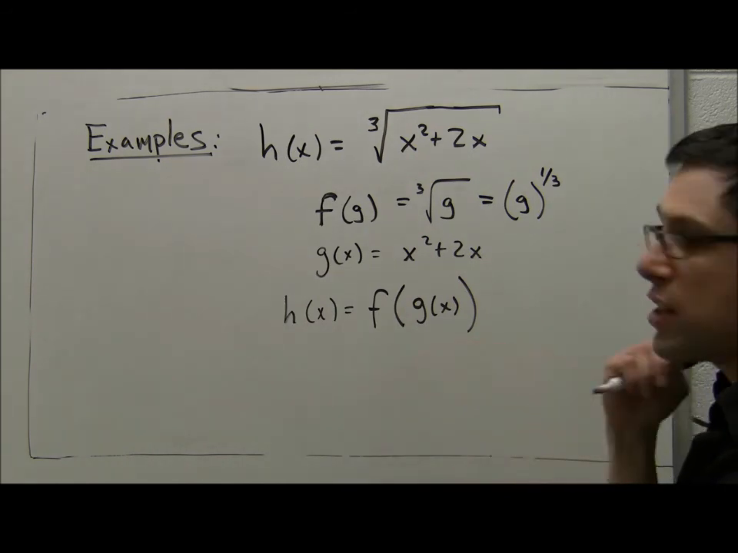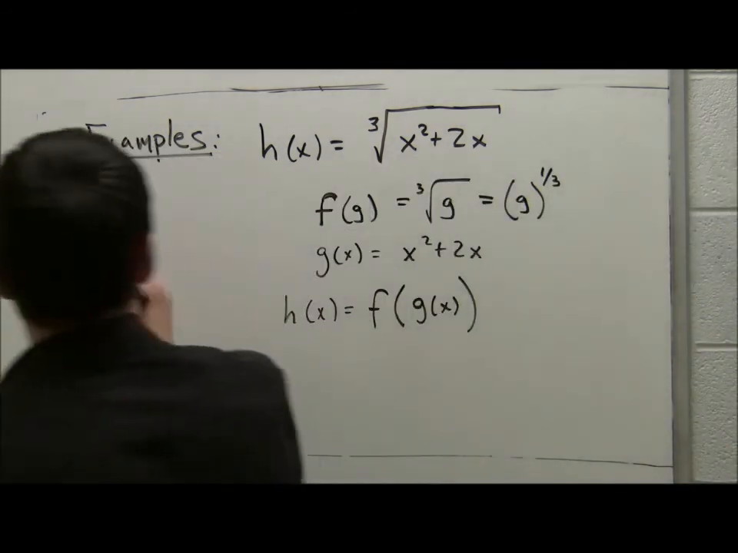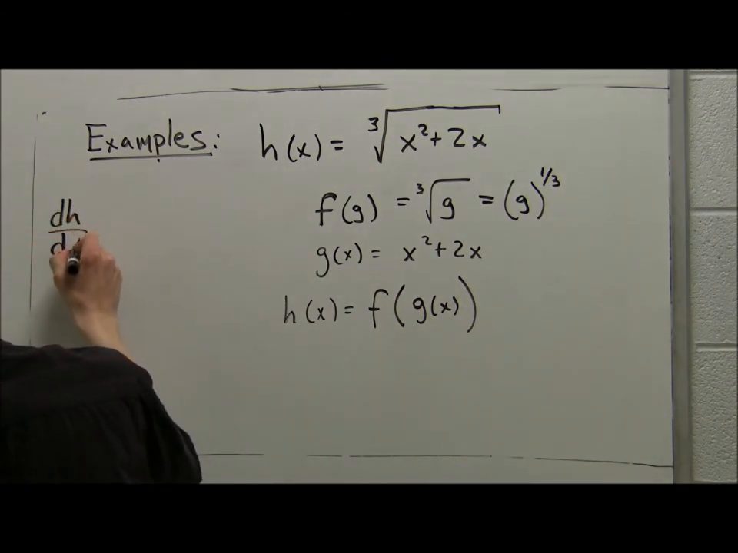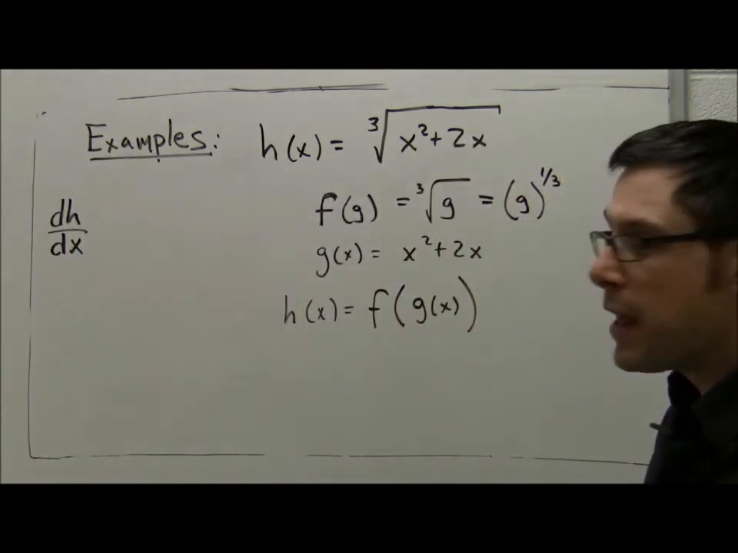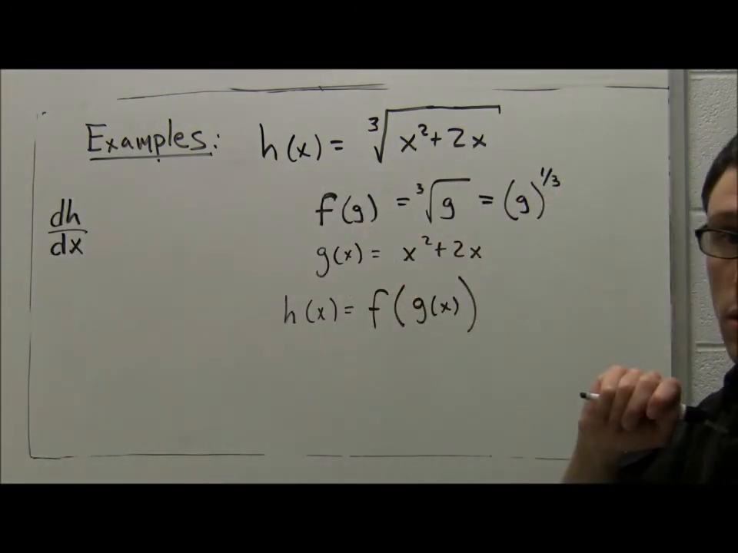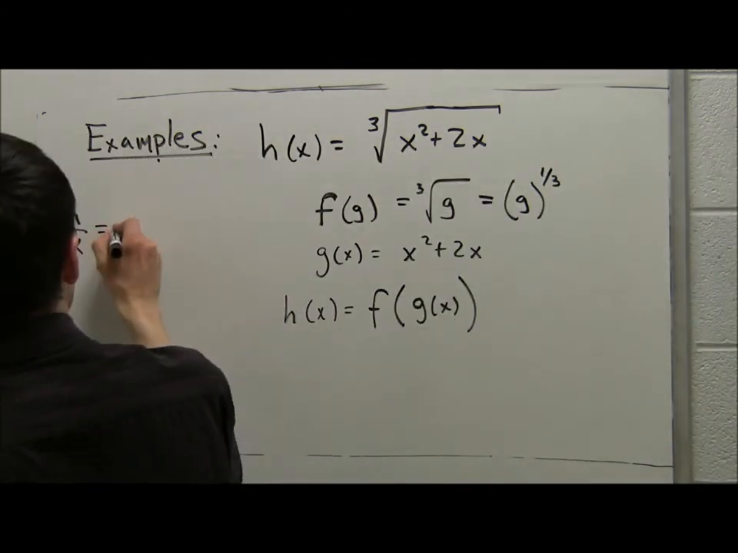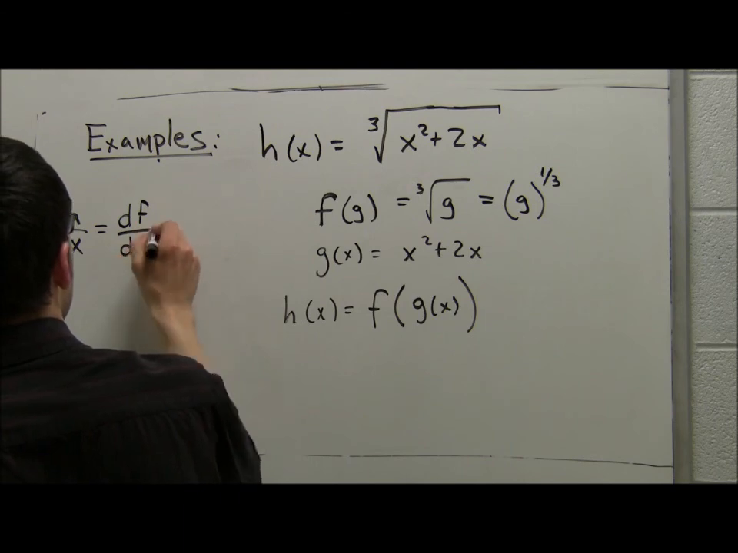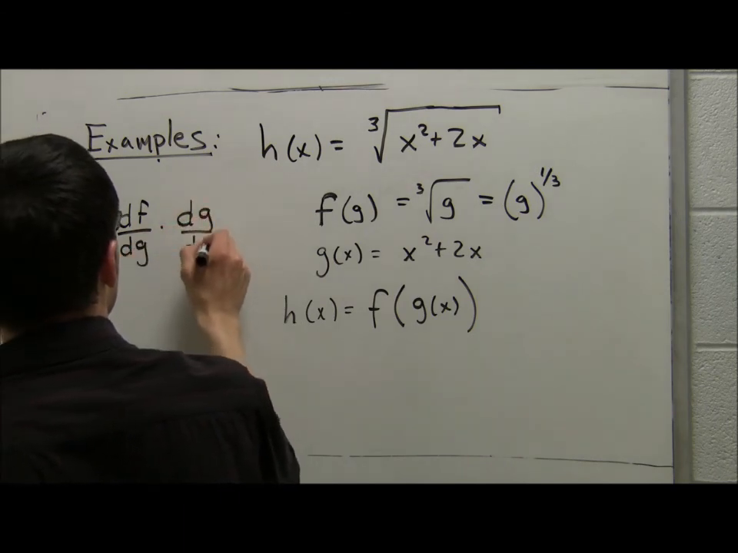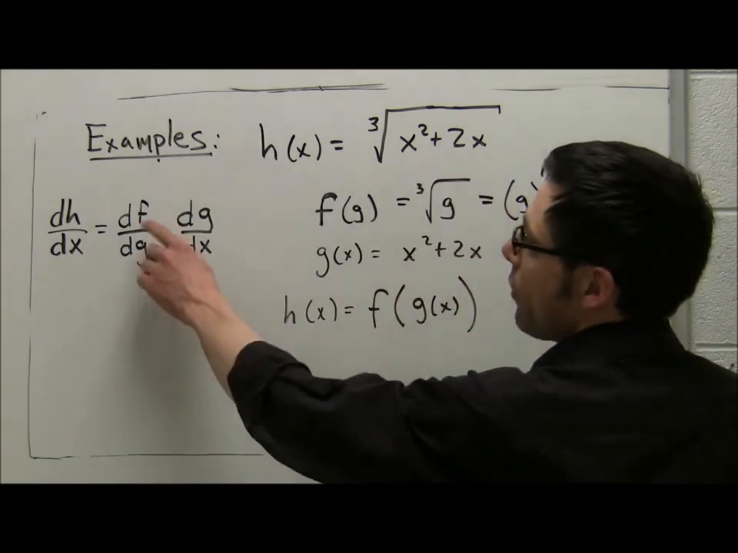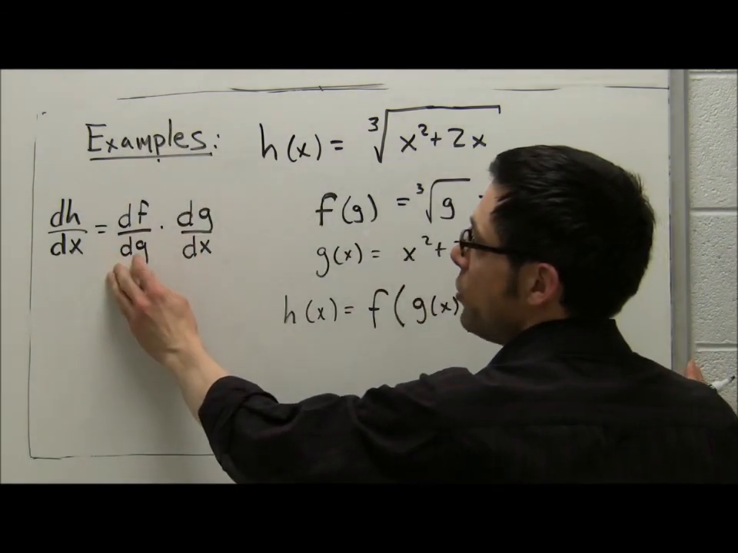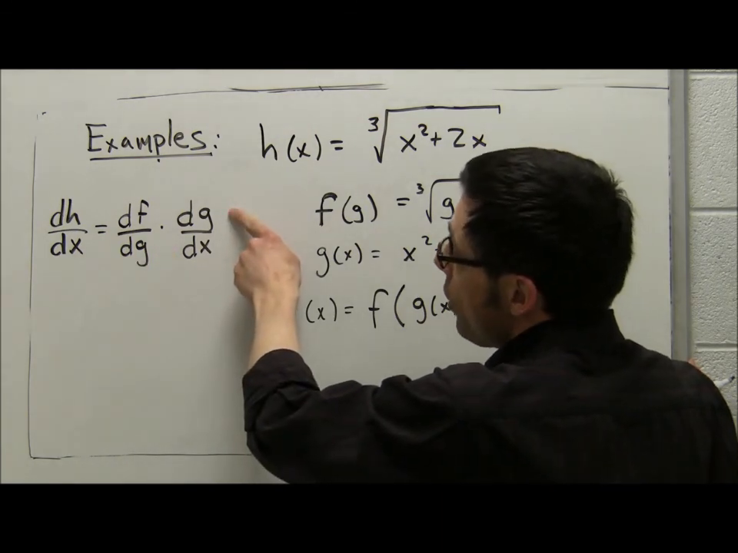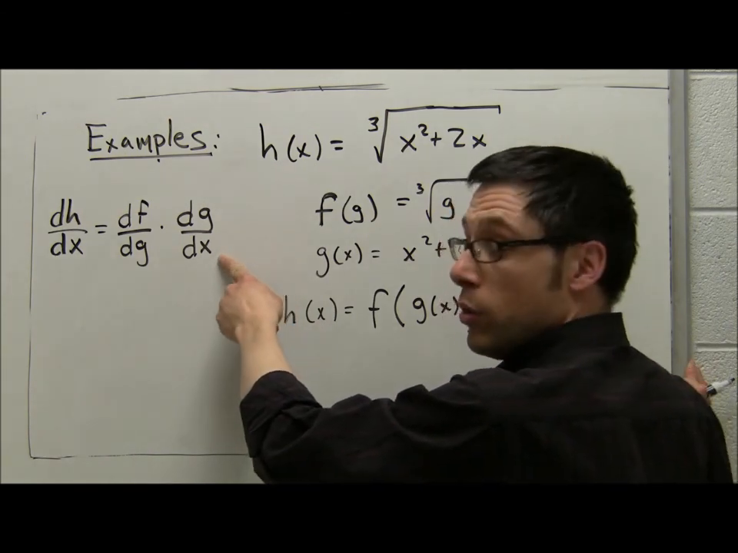And let me take the derivative of this thing. Remember that if I wanted the derivative of h with respect to the innermost variable, which is x, I have to go through f first and then through g. So this is the derivative of f with respect to g multiplied by the derivative of g with respect to x. Again, I want to find out first how f is changing with respect to its input, which is g, and multiply that by how g is changing with respect to its input, which is x.